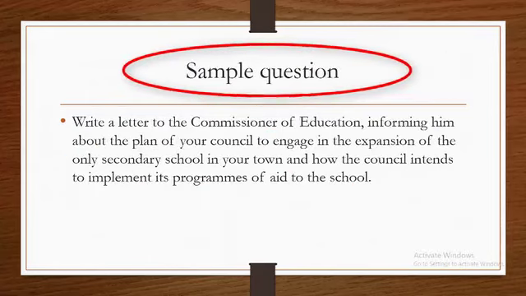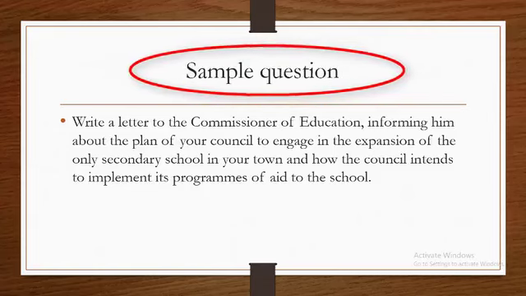Alright, so there's a sample question for you to try on your own. Write a letter to the Commissioner of Education in your state or your community, informing him or her about the plan of your council to engage in the expansion of the only secondary school in your town, and how the council intends to implement its program to the aid of the school.